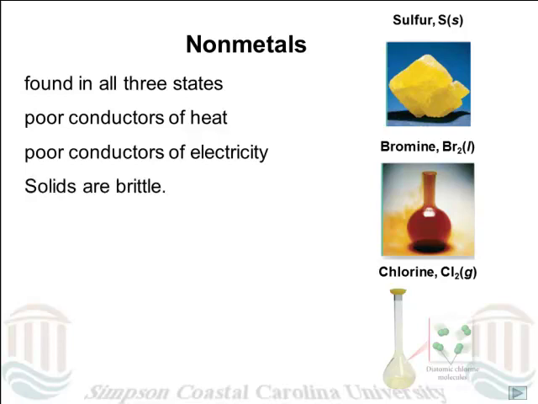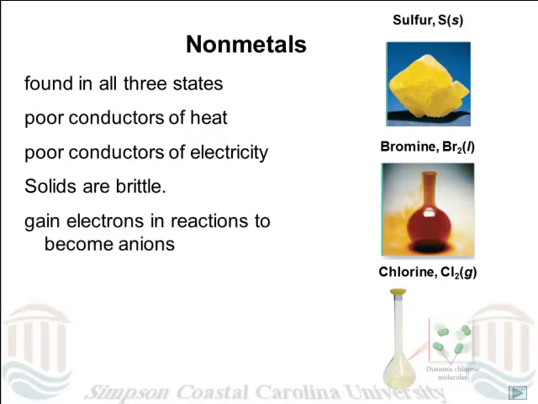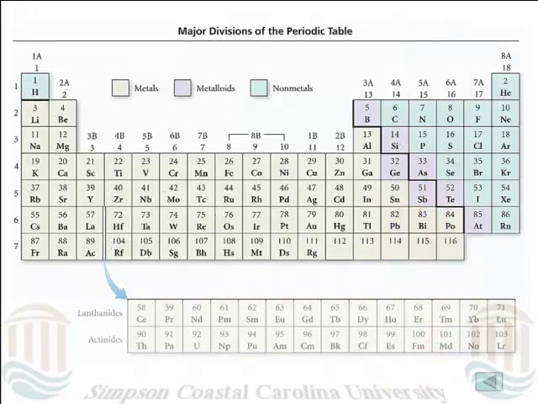Those that are in solid form at room temperature are going to be very brittle. Nonmetals are going to gain electrons in reactions to form anions. On the periodic table, the nonmetals are going to be to the right, and we say the upper right because it's the upper right of that bold line staircase that we saw before, except for hydrogen. Hydrogen is a nonmetal, even though it's technically on the left-hand side. Okay, so let's go back to our picture here. So nonmetals are represented by the green, and you can see where those are situated.